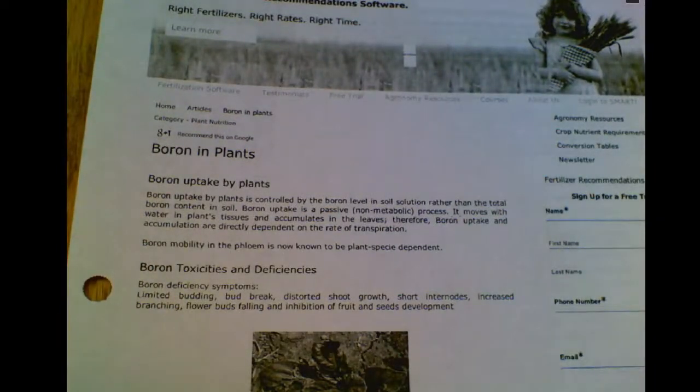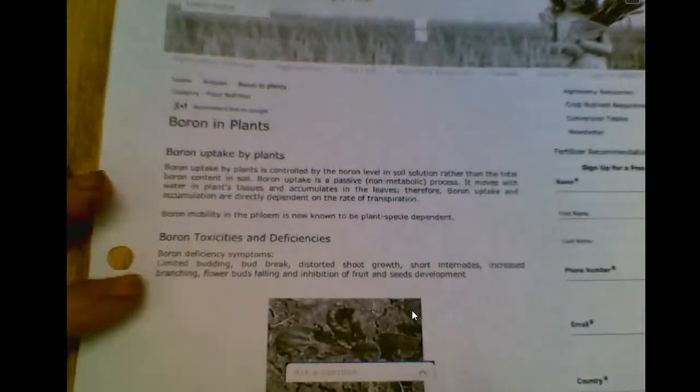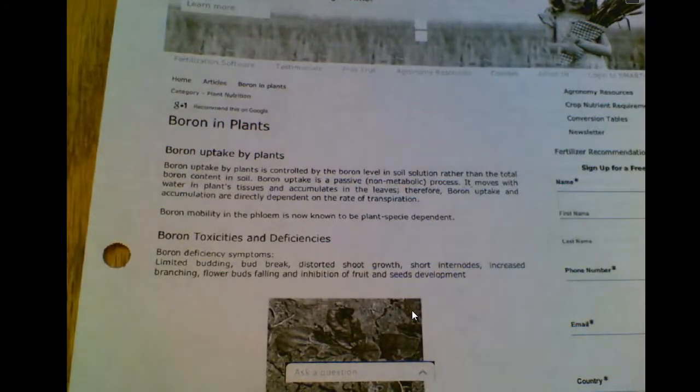Okay, so if we look at boron, and I have never seen a deficiency, but here it says that boron deficiencies, what you'll see is limited budding, bud break, distorted shoot growth, short internodes, increased branching, flower buds falling, and inhibition of fruit and seed development. I do understand, you guys can let me know in class on Friday. I know that there are very noted boron deficiencies in the berries, strawberries, raspberries, and so I'm thinking, Sager, I think it might have been you that said that you have problems with boron in grapes, but I'll let you confirm that.